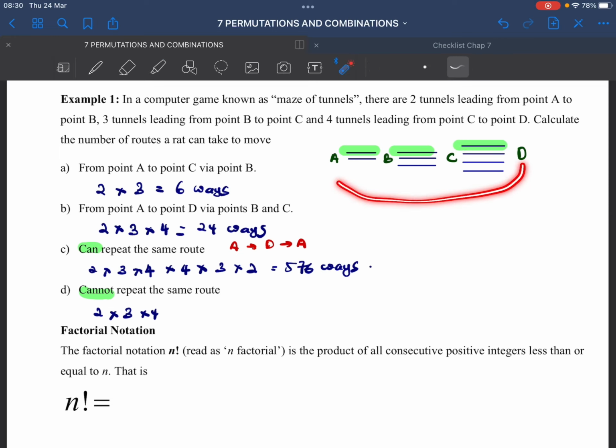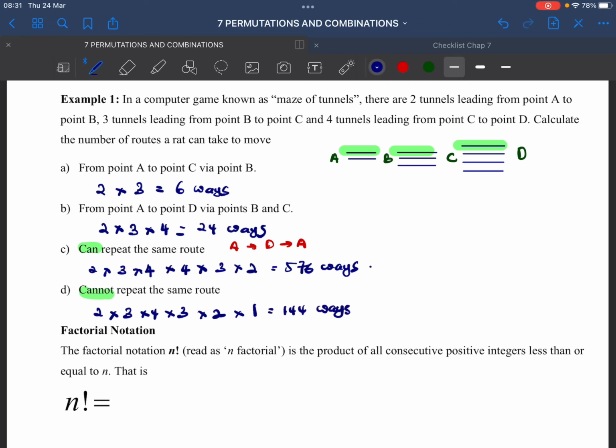So when you come back from D to A, dia dah tak boleh guna yang hijau ni. Okay, dia tak boleh guna yang hijau ni sebab dia kata cannot repeat the same route. So daripada D to C only have 3 ways kat situ. So darab 3, and C ke B dia ada 2 ways, darab 2, and B ke A dia ada 1, darab 1. So that's going to be 2 times 3 times 4 times 3 times 2 times 1 is going to be 144 ways. Okay, so that is how we calculate the technique of counting for permutation dekat sini.